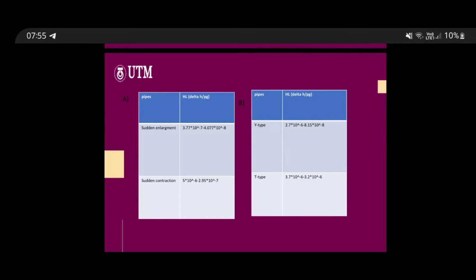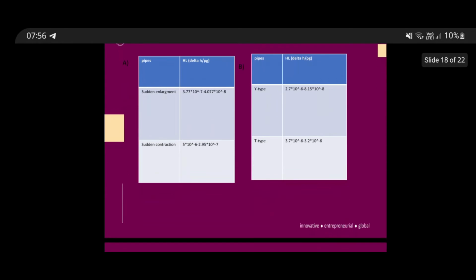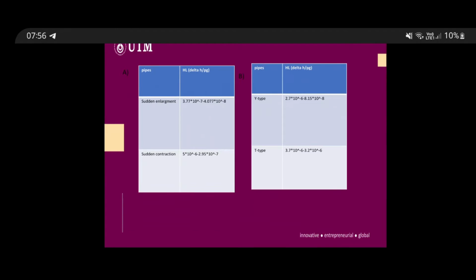In the sudden enlargement, the losses vary in the first one between 3.77 times 10 to the power of minus 7 up to 4.10 times 10 to the power of minus 8. As you can see, the losses are getting lower and lower. Also in the sudden contraction, it's going from 5 times 10 to the power of minus 6 to 2.95 times 10 to the power of minus 7.